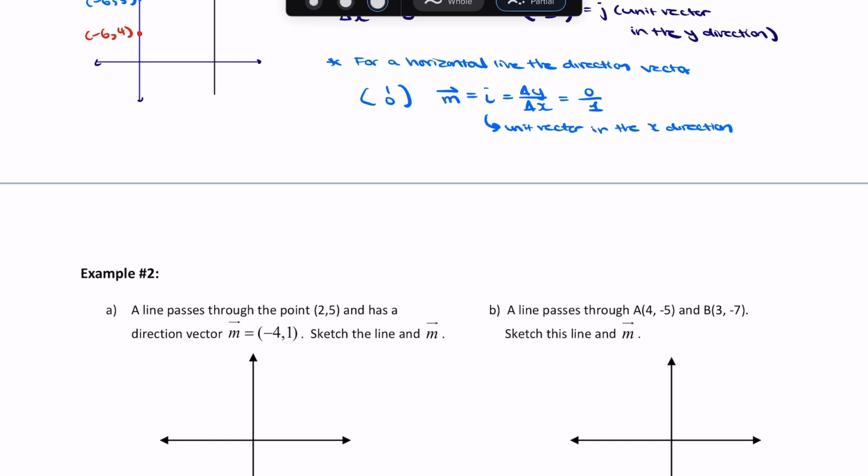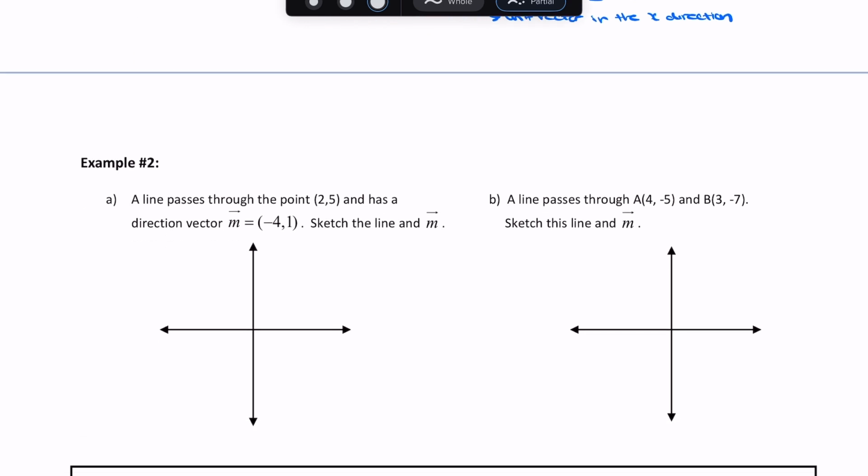Okay, so example number 2 says a line passes through the point (2, 5) and has a direction vector m equal to (-4, 1). Sketch the line and direction vector m. So here again, a line passes through the point (2, 5). So here we just write 1, 2, 1, 2, 3, 4, 5. So here we have, again, the point (2, 5), and our line passes through that.